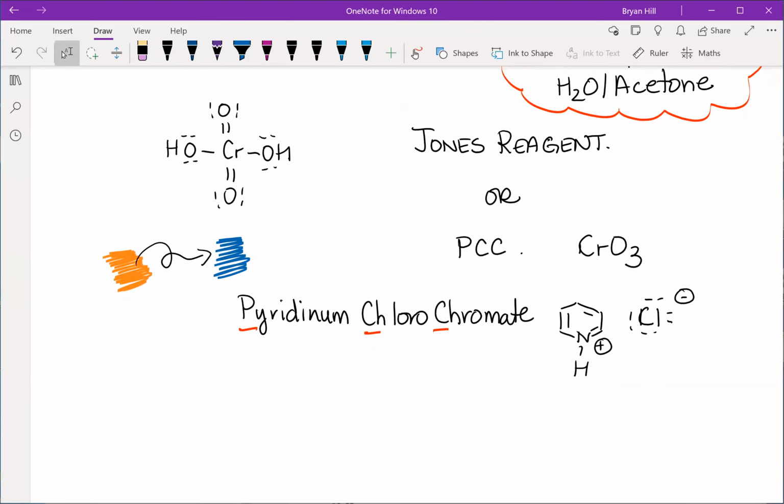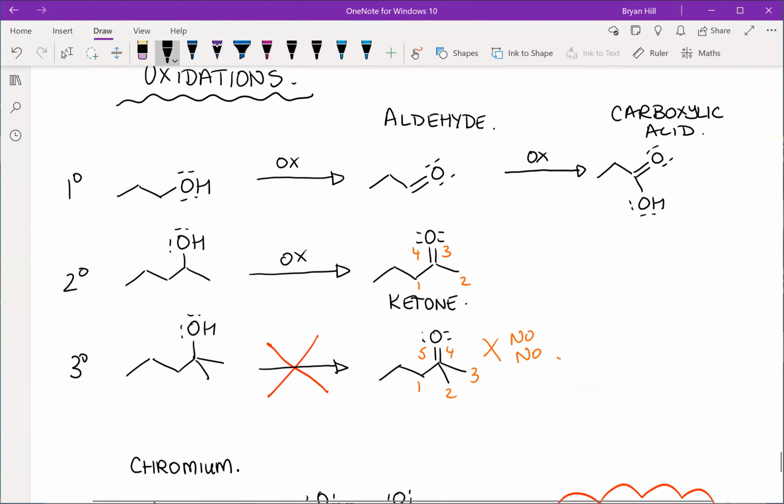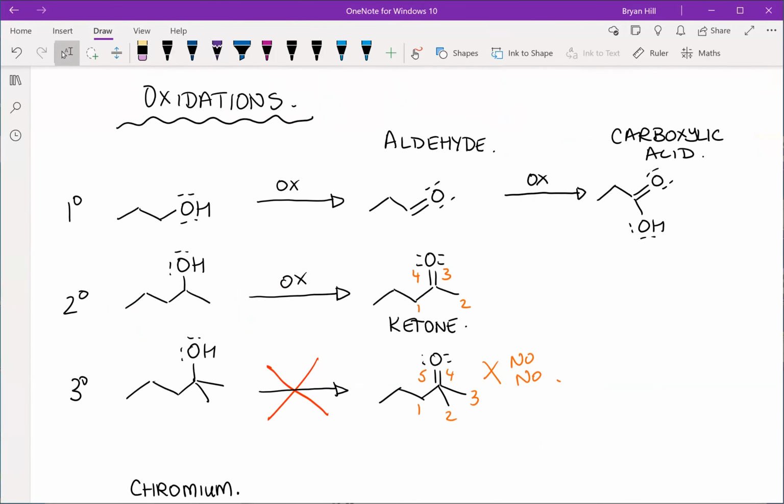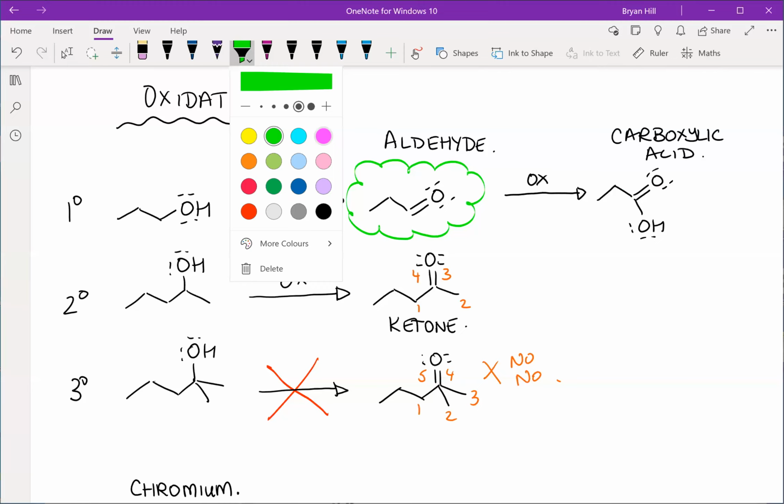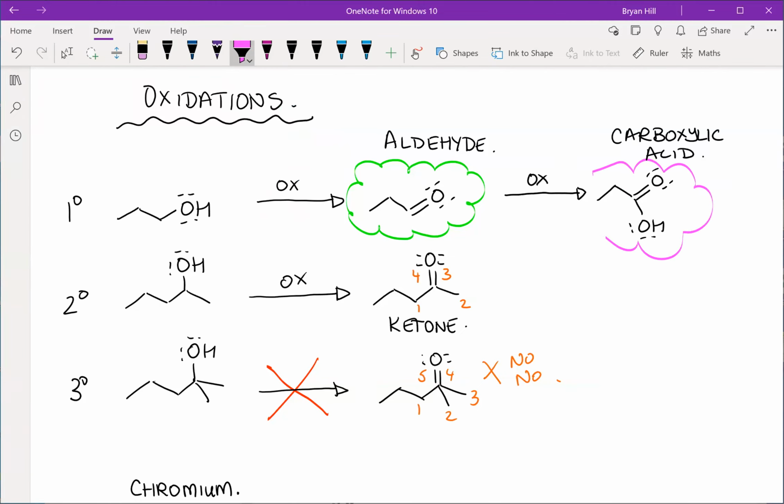Oh, the class is basically over. So what we'll do at the start of next class is we will do the mechanism of how this oxidation works. What we're going to see is that one of them is able to stop the reaction at the aldehyde, whereas the other one is going to go all the way to the carboxylic acid. So we'll pick up on the mechanism of this at the start of next class.